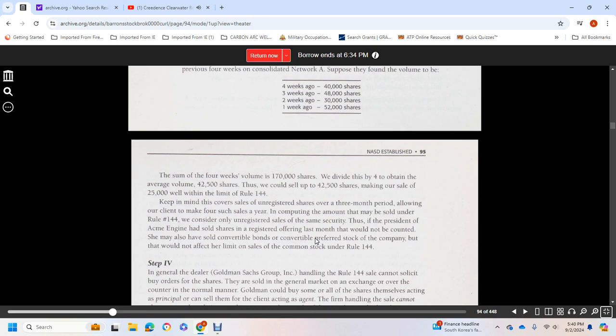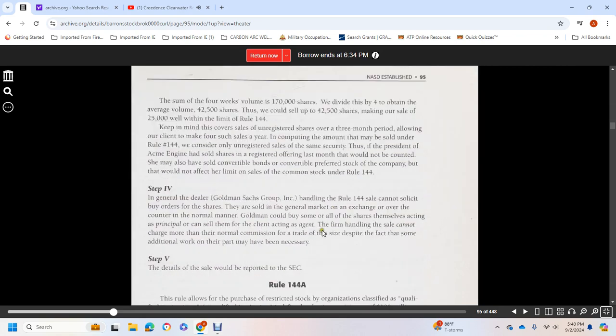This could sell up to 42,500 shares, making the sale of 25,000 well within the limits of Rule 144. Keep in mind that this covers the unregistered shares over the 3-month period. In computing the amount that may be sold under Rule 144, consider the unregistered sales of the same security. If the president of Acme Engine had sold shares in a registered offering last month, that would not be counted. She may also have sold convertible bonds or convertible preferred stock of the company, but this would not affect her limit on the sale of the common stock under Rule 144.